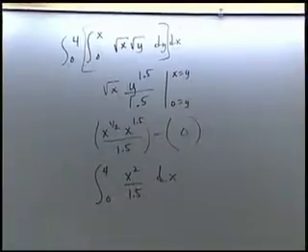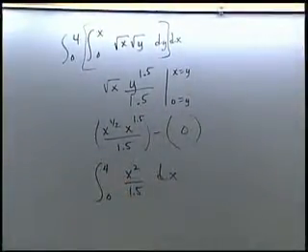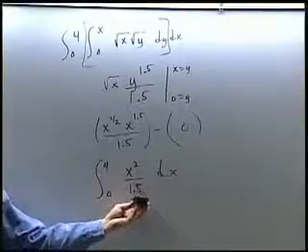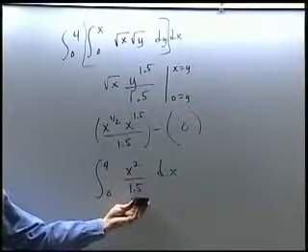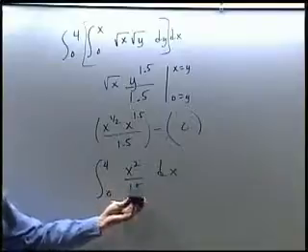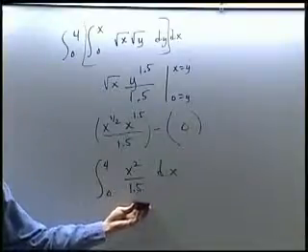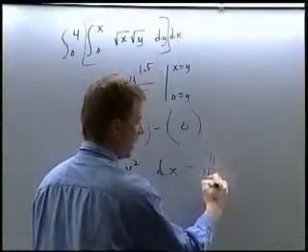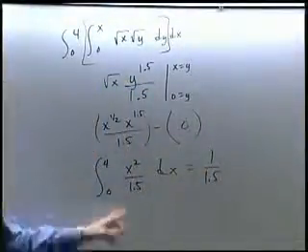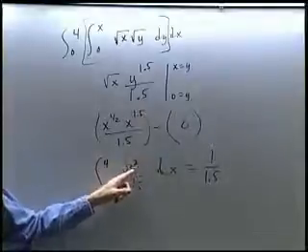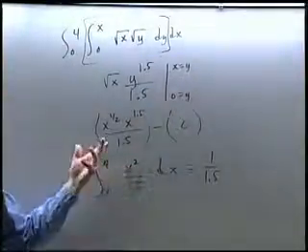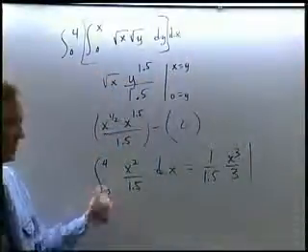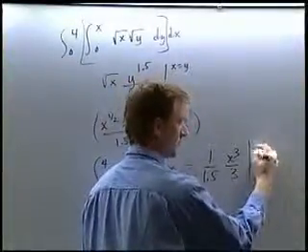Now what's the antiderivative of x squared divided by 1.5? Well first of all, what happens with the 1.5? It just stays there. Anything that's multiplied or divided just stays there. I could write it this way, 1 over 1.5, I could write it as a fraction. Now what's the antiderivative of this? X cubed over 3. And I'm going to evaluate this from 0 to 4.